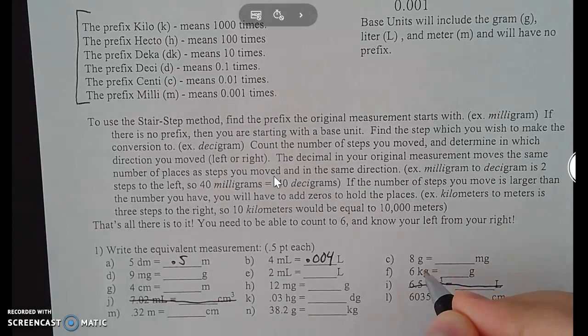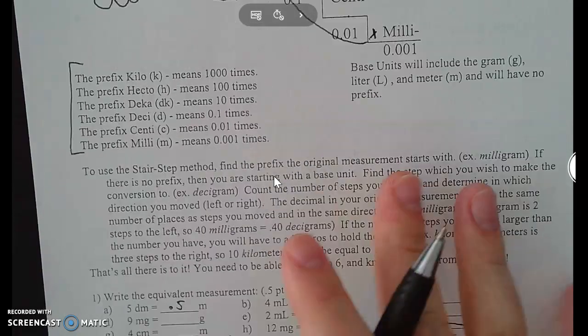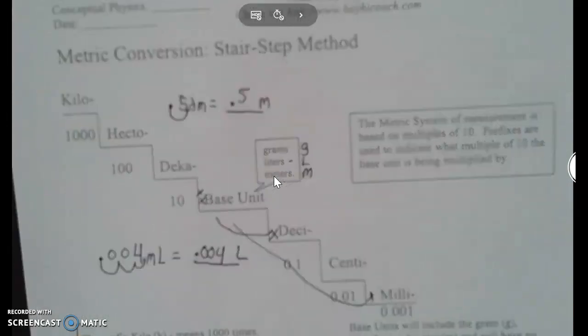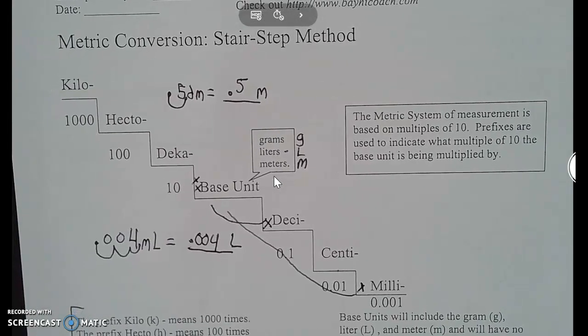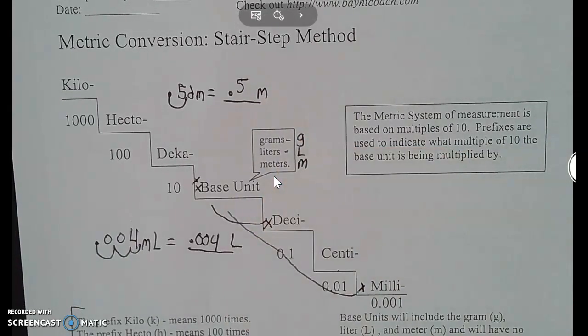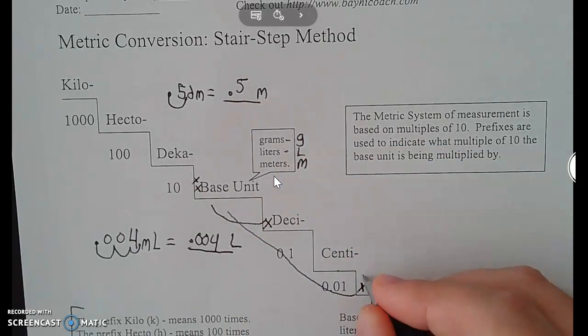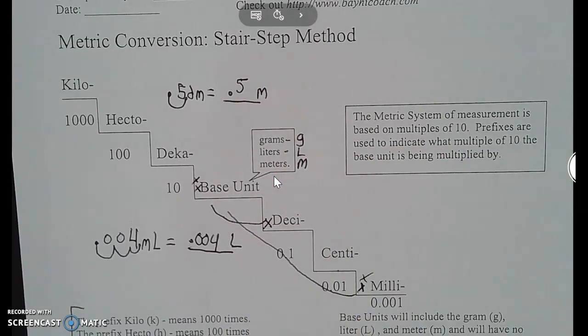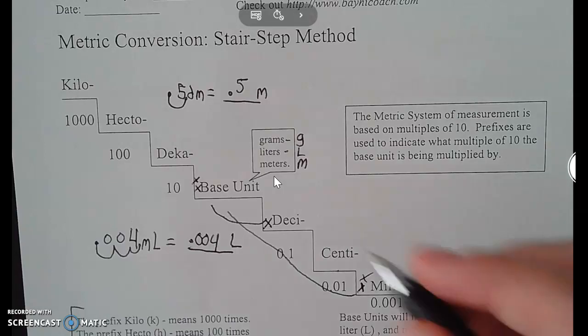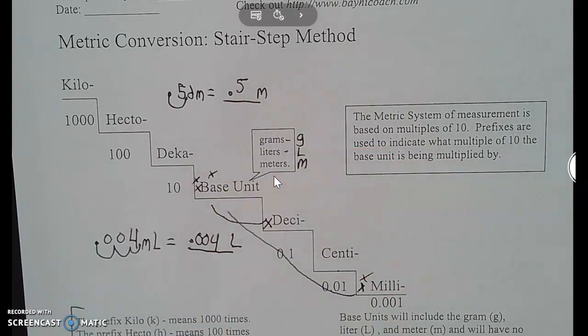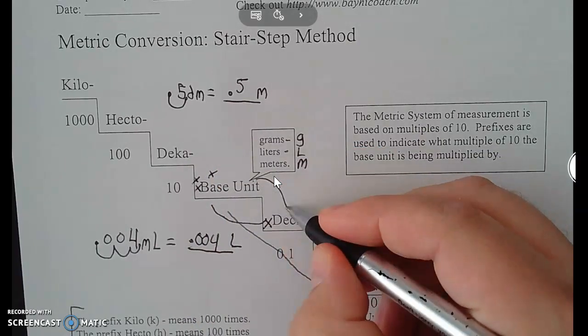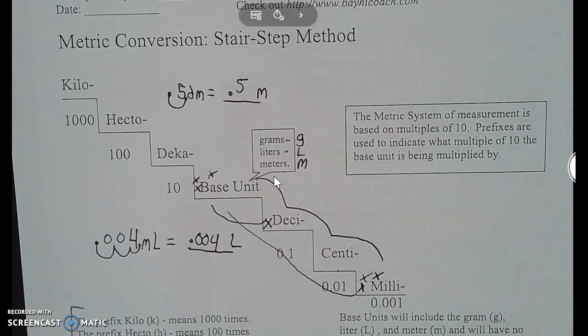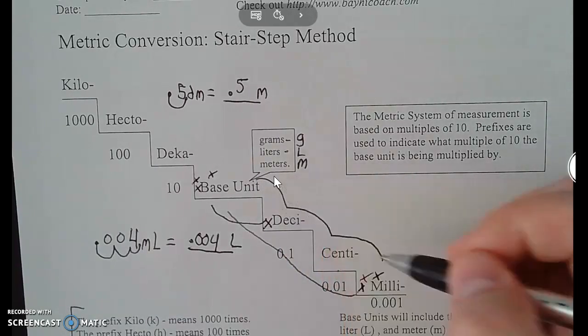8 grams to mg, which would be milligrams. So again, I look at my staircase. Grams is a base unit. I'm moving to milligrams, mg. I'm starting with grams, so I start here. I'm ending with milligrams, so I'm going to end here. So I'm 1, 2, 3 steps away, except this time I'm 3 steps away to the right, not to the left.